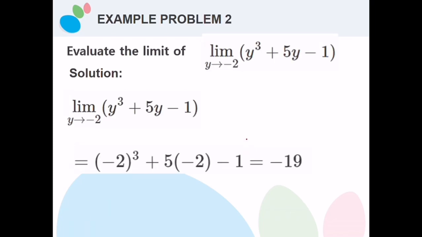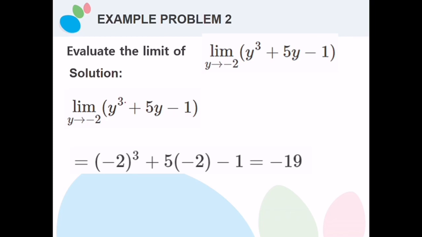Next one. We are going to evaluate the limit of the function y raised to 3 plus 5y minus 1, wherein y approaches negative 2. At this point, we use the same method as in the previous example problem. What we need to do is just substitute the value of y in the given function, which is y raised to 3 plus 5y minus 1.